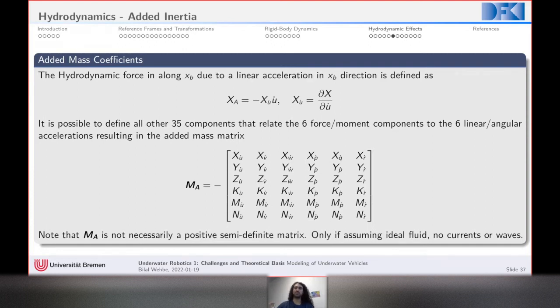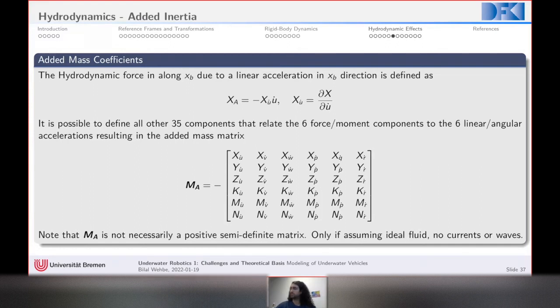However, when we have more complicated bodies, which is any vehicle, I mean, you don't have a perfect sphere, underwater vehicle, or a perfect cylinder or ellipsoid, these are going to be harder for us to estimate once the geometry of the body is more complicated. Because of this complicated geometry, this M_A is not necessarily a positive semi-definite matrix like the rigid body mass matrix is.